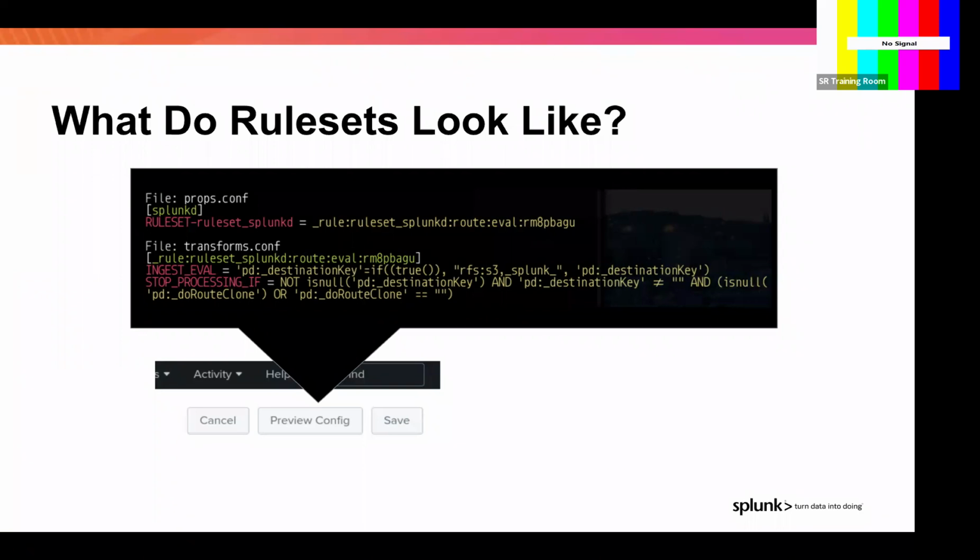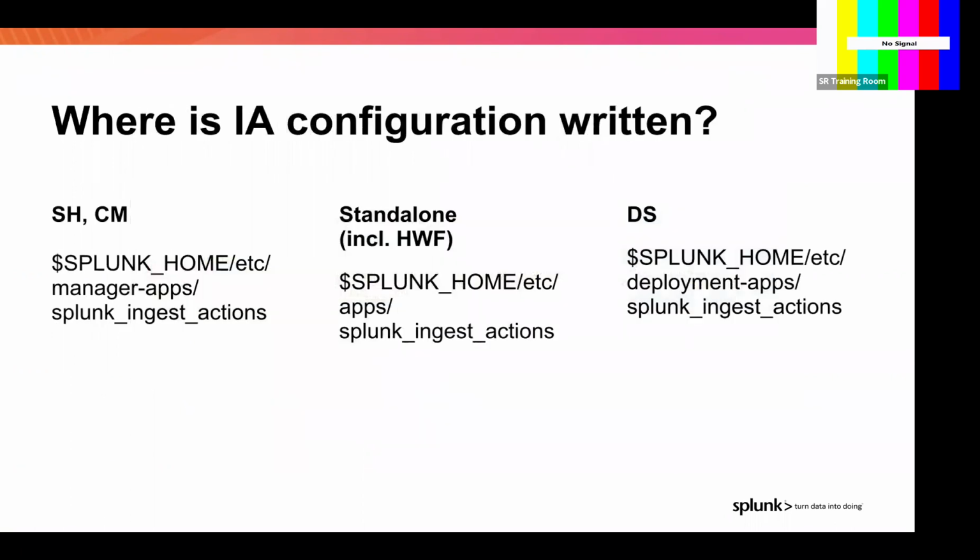Have folks used ingest eval before? It's one of those black art splunkd things that was introduced in 7.2. It lets you do all kinds of manipulations on event data structures as they're going through, and this is what Ingest Actions uses. There's a bunch of new stuff here like rule set and stop processing if. So let's first talk about where this configuration is written.